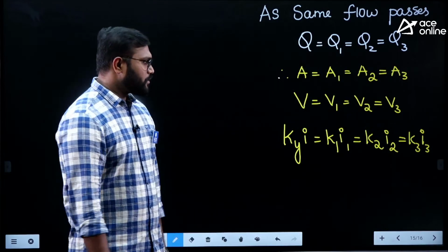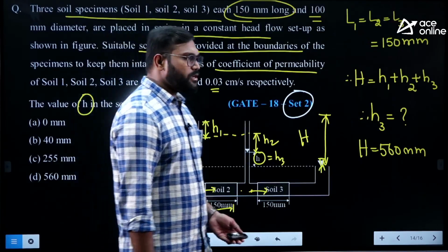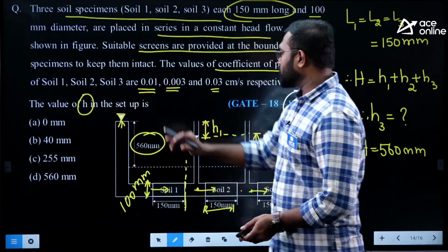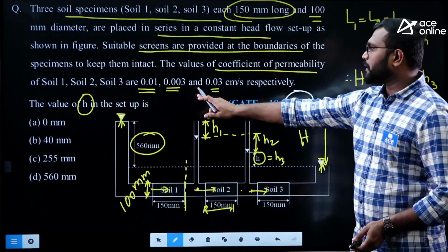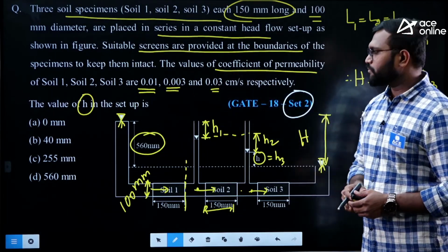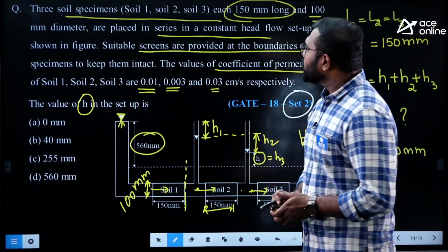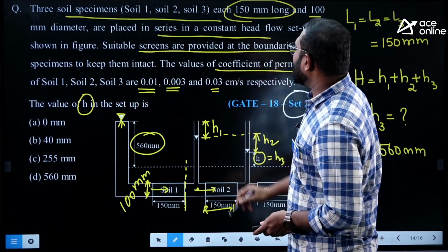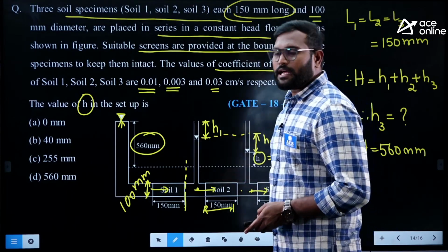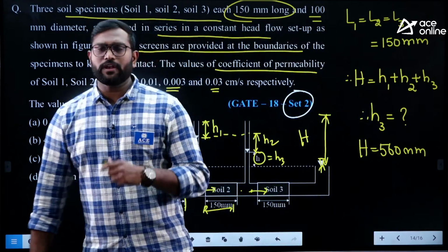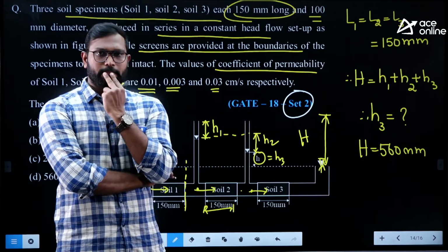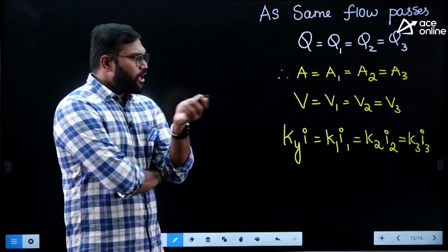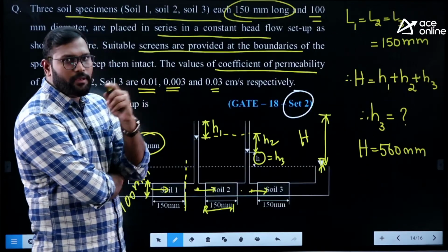Let's go back once again. I have given you the permeabilities of all soils: the permeability of soil 1, soil 2 and soil 3 are 0.01, 0.003 and 0.03. And you see here 100 mm screens were provided at the boundaries. Now, the value of h in the setup: how to find out the value of h? Let's see. I want to find out this h, right? Now this is the logic I have, and I mentioned all the lengths are also the same, right?